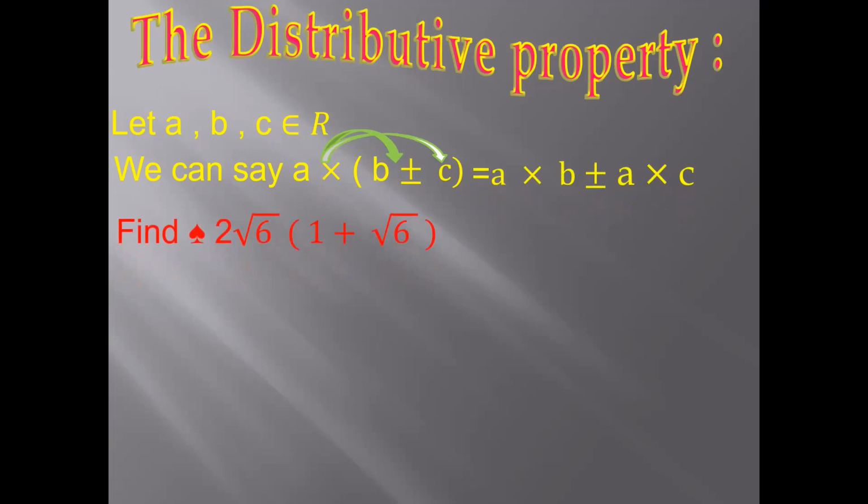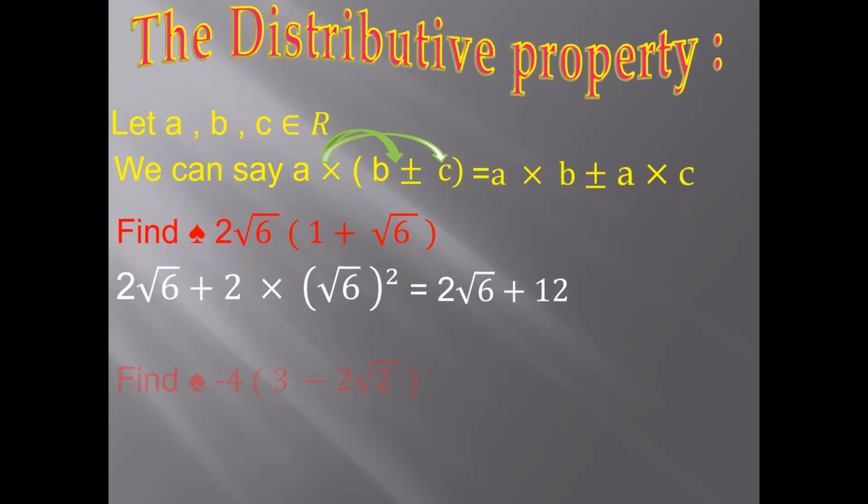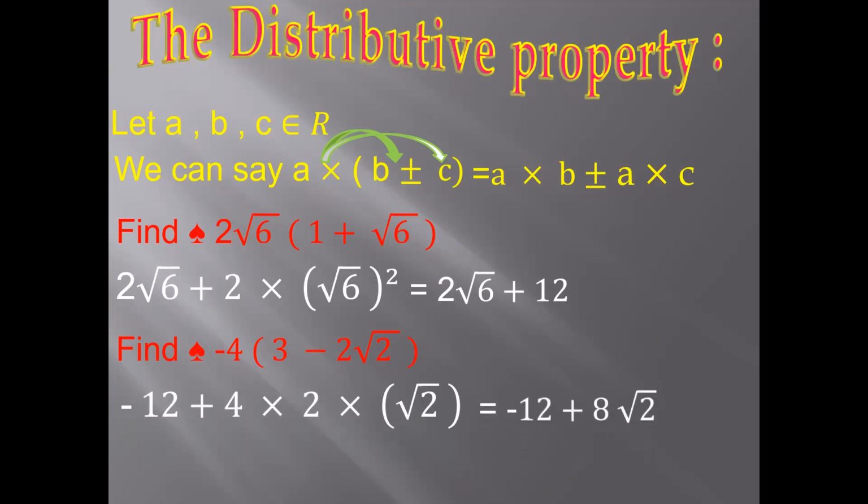An example: if I have 2 root 6 in brackets 1 plus root 6, I must take 2 root 6 multiplied by 1, then I put a plus and take 2 root 6 times root 6. It will be 2 root 6 plus 2 times root 6 power 2, so it will be 2 root 6 plus 12. This is the answer. Okay, negative 4 bracket 3 minus 2 root 2. I must multiply negative 4 by 3, it will be negative 12. And negative 4 times negative 2 root 2 will be 8 root 2. So the answer will be negative 12 plus 8 root 2, because negative times negative equals positive.